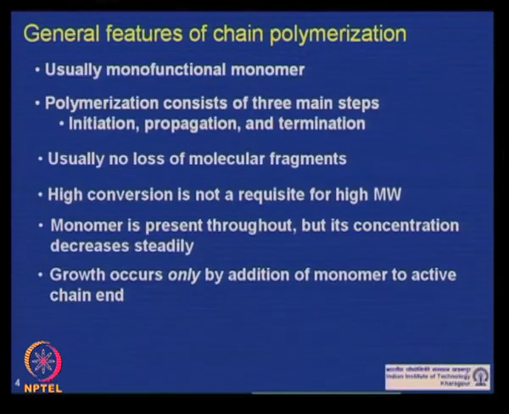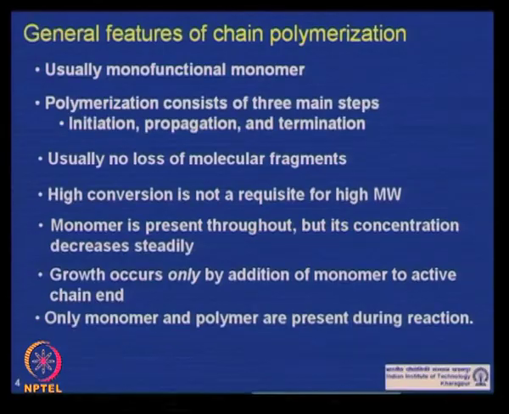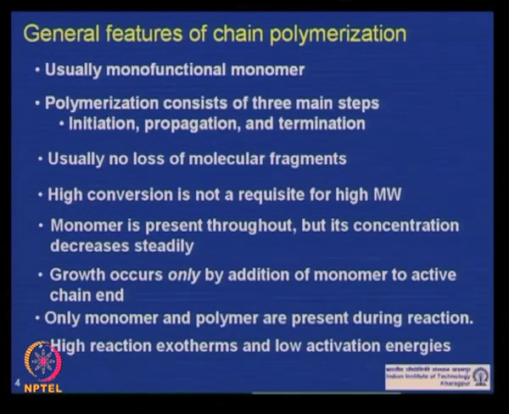In case of chain growth polymerization, a chain grows only by addition of the reactive species or the monomer at one end of the growing chain. If the polymerization progresses, a monomer is always added at the end of the polymer to grow the chain further. And these chain reactions typically have very high exotherms and low activation energy.